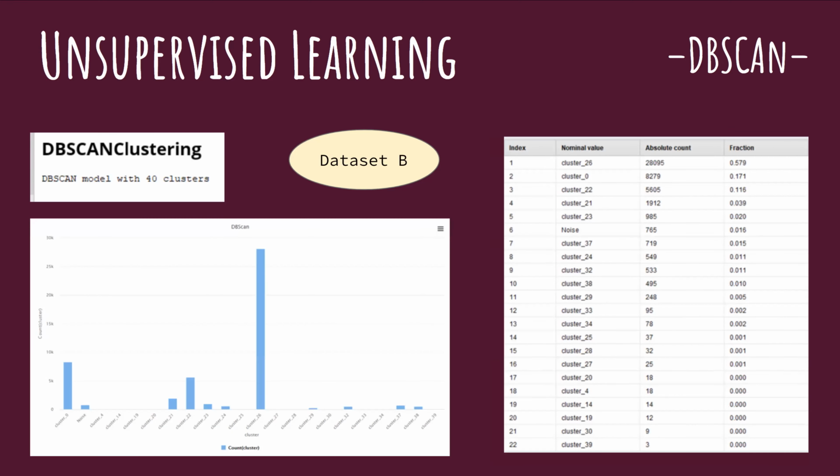For data set B, we got 40 clusters compared to what we're supposed to have, which is 3 classes. This is not a very good model. And the reason for this is, again, data set B is a very imbalanced data set with a large number of samples and a really small number of classes.